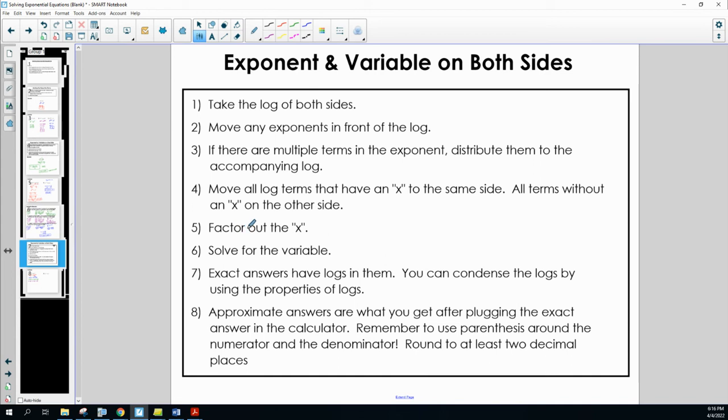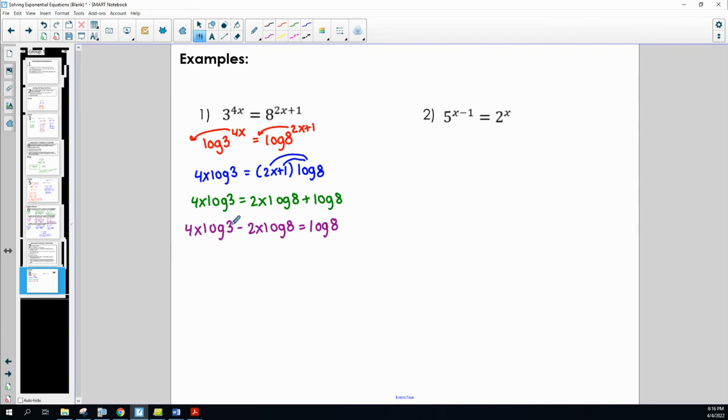Then we want to factor out the x. So our goal here is to get x equals. We want to solve for x. So we need to take out the x. Now, even though both of these have like a 2x in common, we don't want to pull out a GCF. We only want to pull out just the x. So I'm going to go ahead and factor out just the x. So this is 4 log 3 minus 2 log 8, and that's equal to log 8. Okay, so I just pulled the x out of these two.